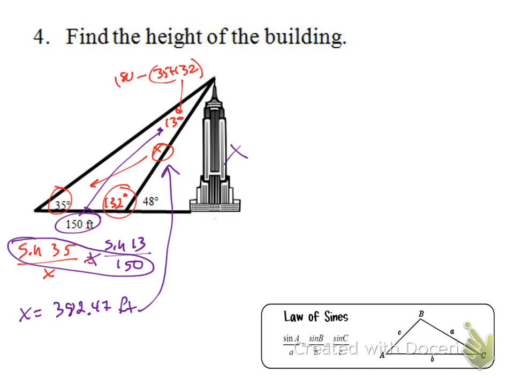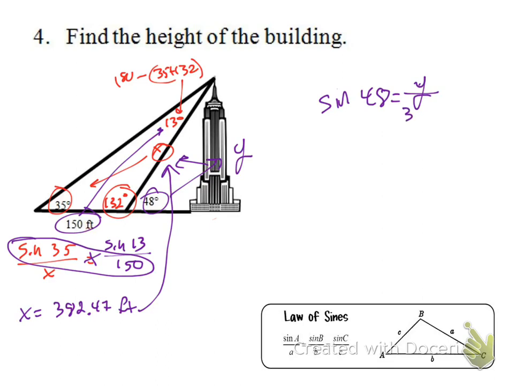Now if we want to find the height of the building, and we've got this angle right here, we've got opposite and hypotenuse, so we can go sine of 48 equals x over, I don't want to call that x again. How about y? We can let the height of the building be y, or h, I guess, would make sense as well. So anyway, y over what we found for that original x, which is 382.47 feet.